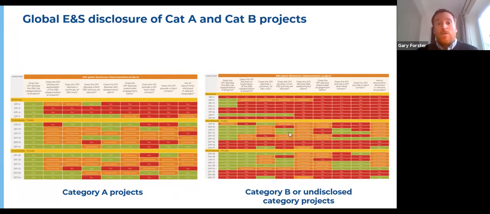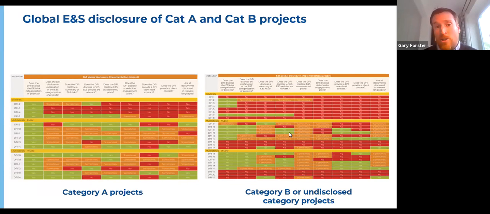Global ESG disclosure of Cat A and Cat B projects. So we ended up splitting the results between Category A and Category B projects, or higher risk and lower risk projects, following a challenge from a number of DFIs that actually their disclosure around Category A projects was much better than Category B. So we did a whole bunch of work to check that. Didn't necessarily find a huge difference in levels of disclosure, but there were some noteworthy findings.